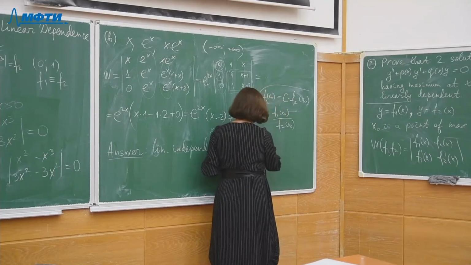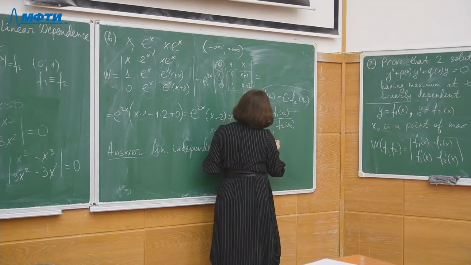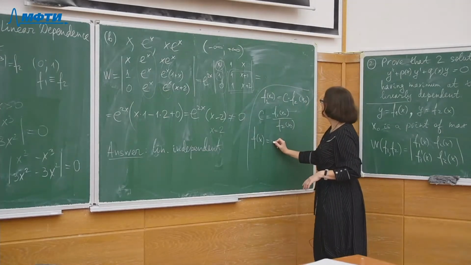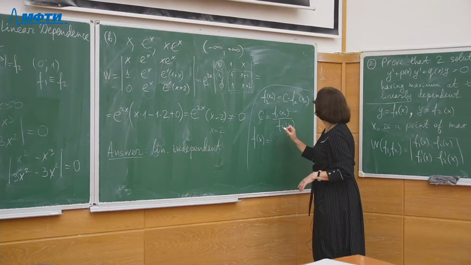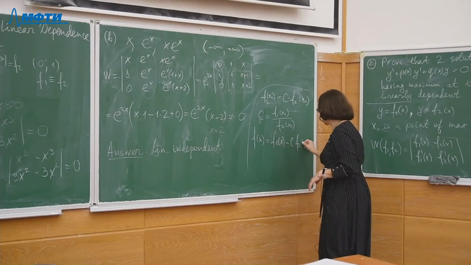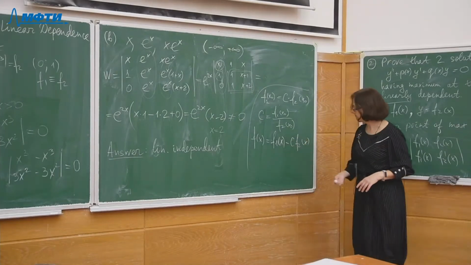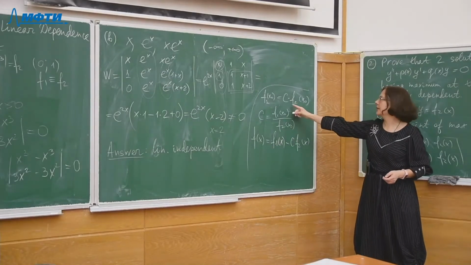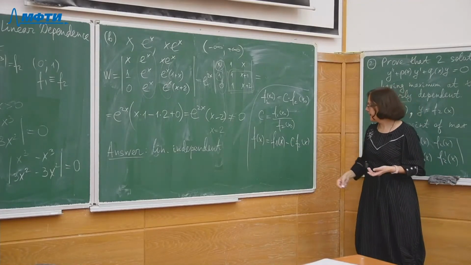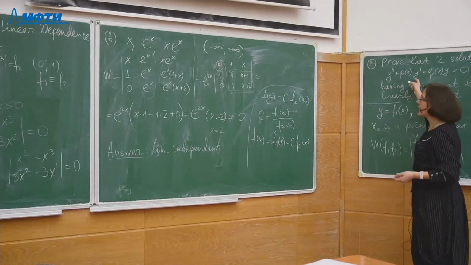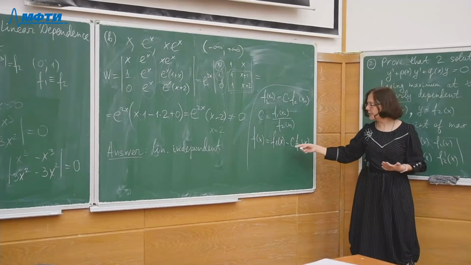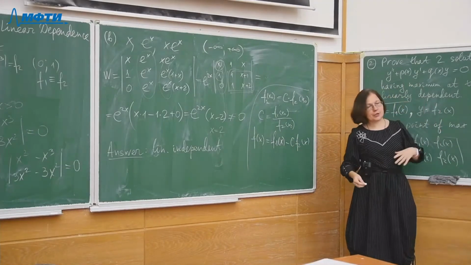And we can consider the function f of x, which is equal to the difference f1 of x minus c f2 of x. Consider this function, where c is obtained from this equation. I state that this function satisfies this differential equation because f1 is a solution, f2 is a solution, and any linear combination is a solution of the given equation. So this is a solution.